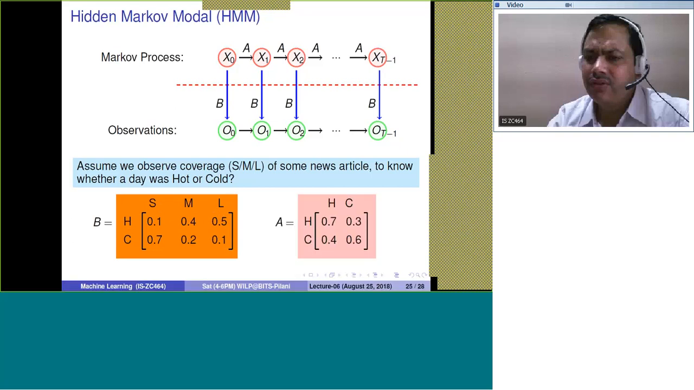Let's also assume that we know the underlying phenomena. If it is a hot day, the next day is hot with probability 0.7. If it is a hot day, the next day is cold with 0.3. If it is a cold day, the next day is hot with 0.4. If it is a cold day, the next day is cold with 0.6 probability. Let's assume that these are the probabilities.